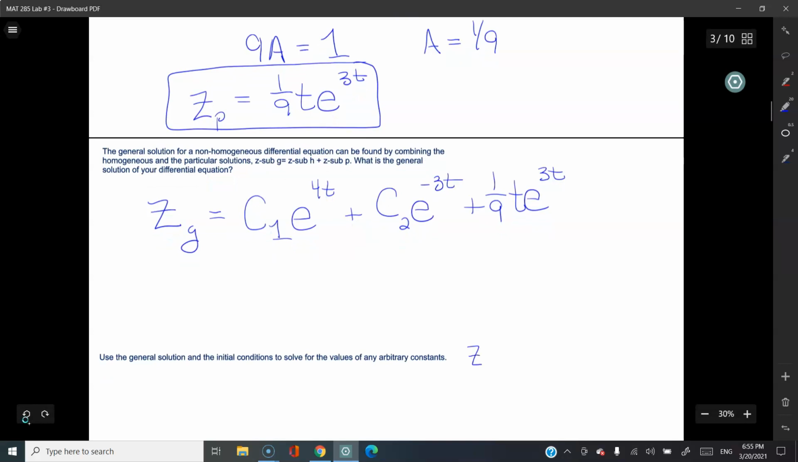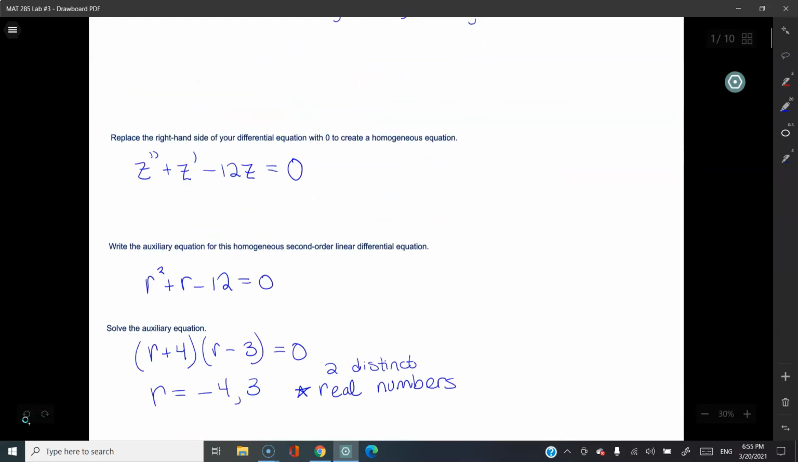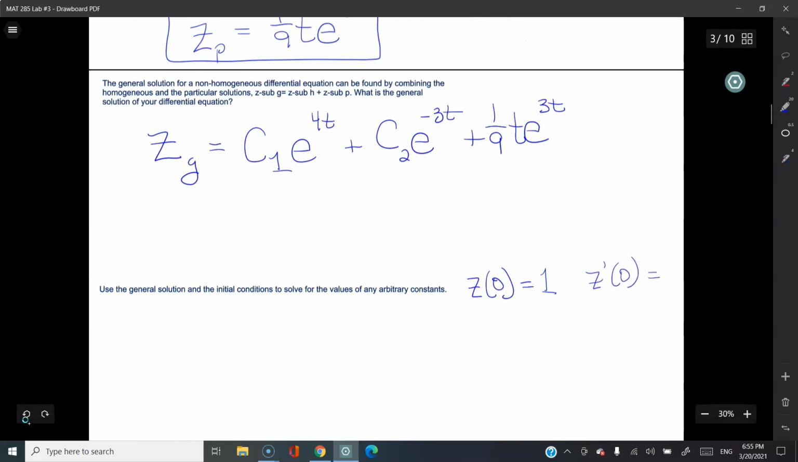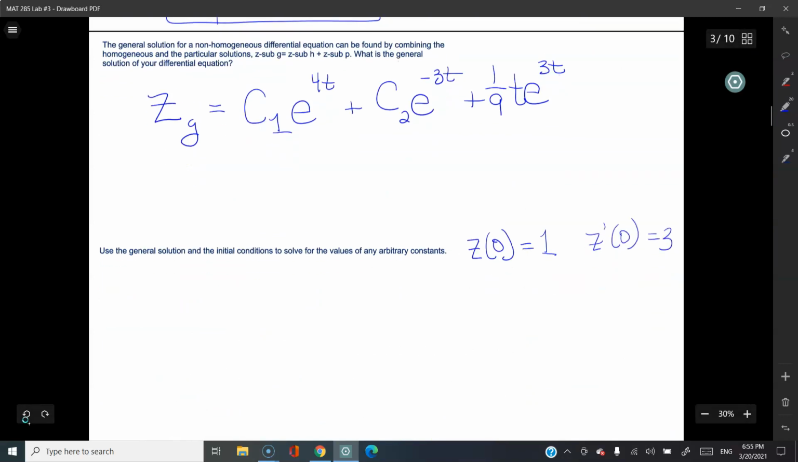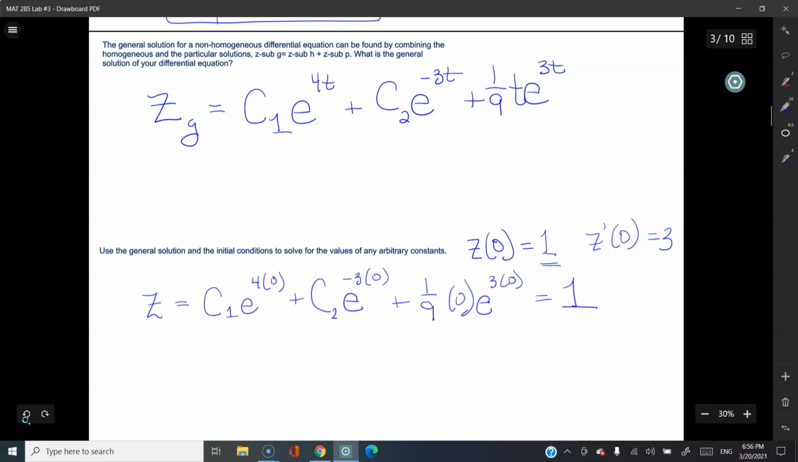So remember, we were told that z of 0 was equal to 1 and z prime of 0 was equal to 3. That means if we plug 0 into this z equation, the answer should be equal to 1. Well, this whole last term zeroes out. e to the 0 is equal to 1 in both of these cases. So what we're left with is the relationship that c1 plus c2 must equal 1. And we're just going to hold on to that for a minute.